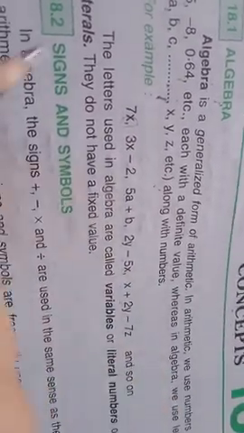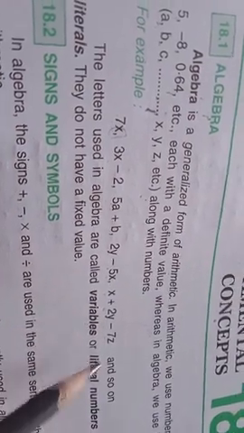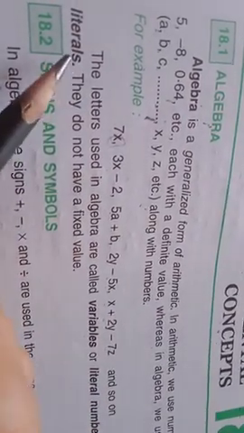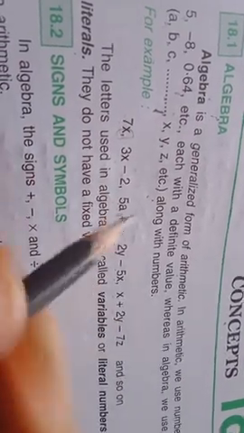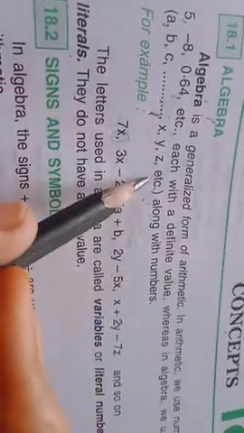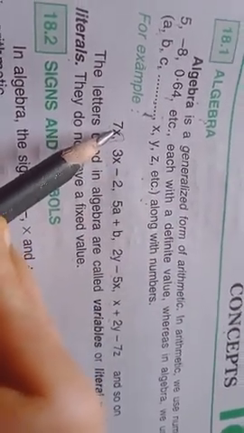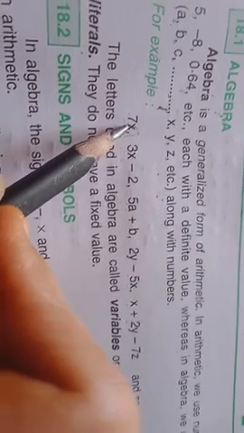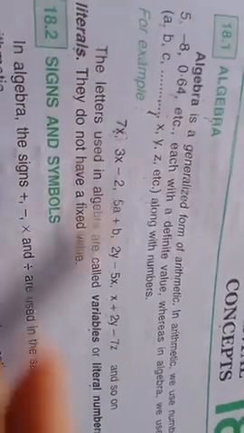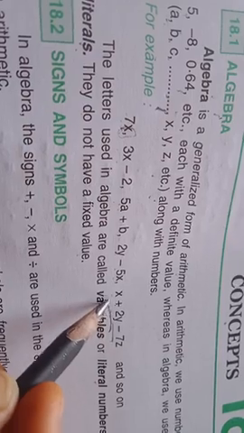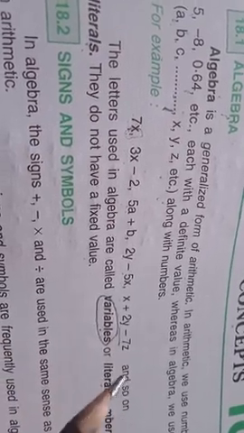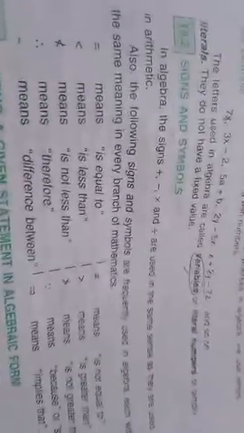The letters used in algebra are called variables or literal numbers, or simply literals. They do not have a fixed value. So these letters which we use are from a to z, small letters a to z, and they are known as variables. They are also known as literal numbers or simply literals. But in general, we will deal with variables. Means we will use variables. Alright.